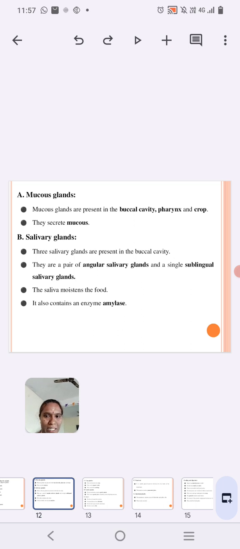First one is the mucus gland. The mucus glands are present in the buccal cavity, pharynx and crop. These glands secrete some mucus.